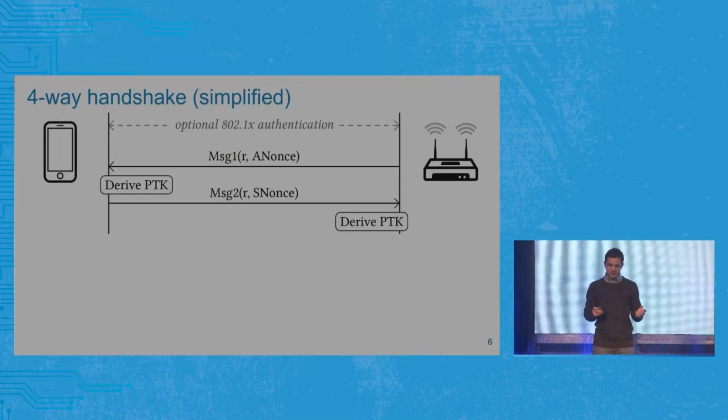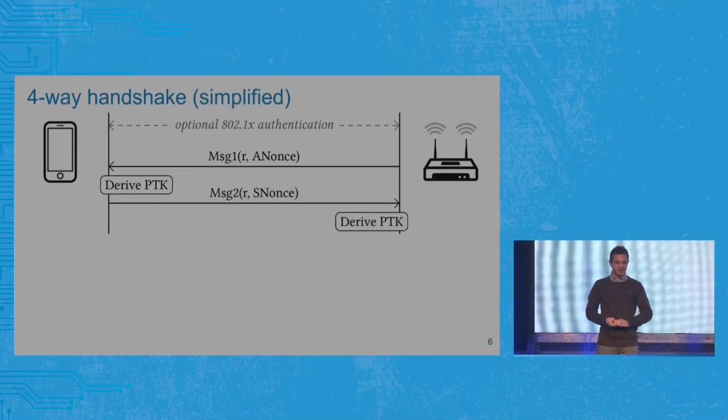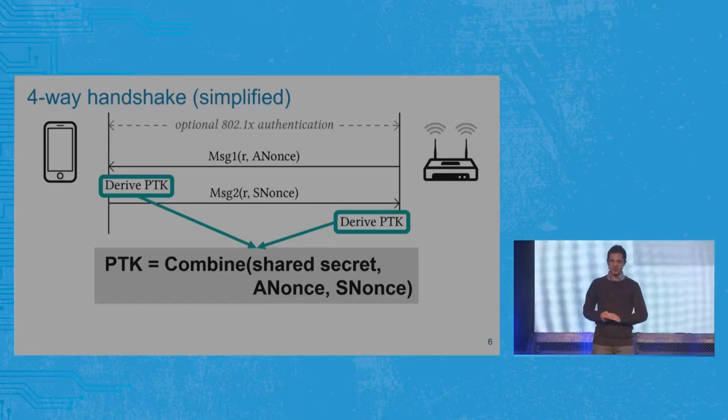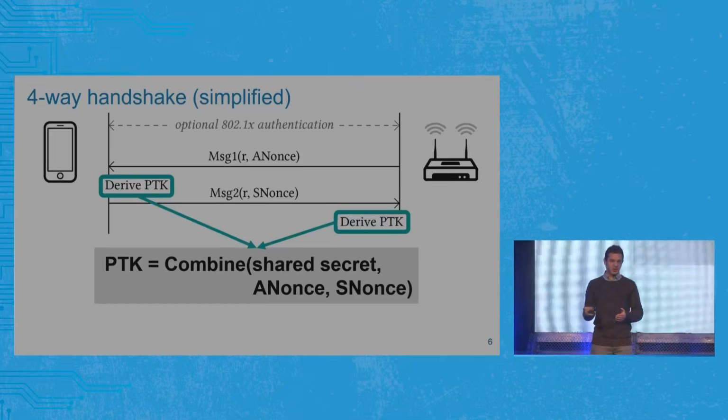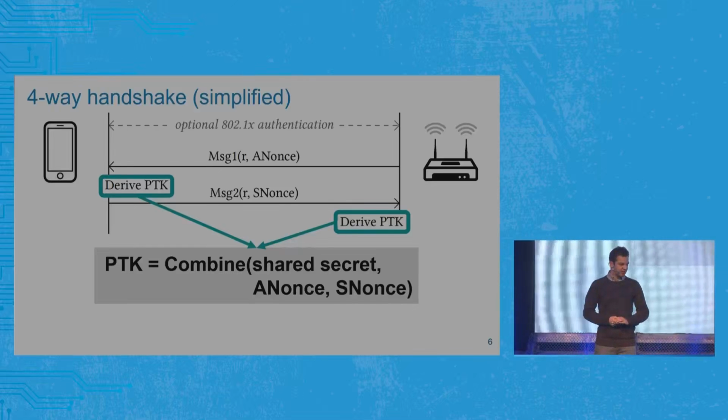And once both endpoints have received this random number, they can generate this unique session key called the PTK. How is that done? Well, it's fairly straightforward. You take this shared secret between the client and the access point, which for a home network is just the password of the network. You mix that together with these two random numbers, and the output is the unique session key. So that's fairly straightforward.